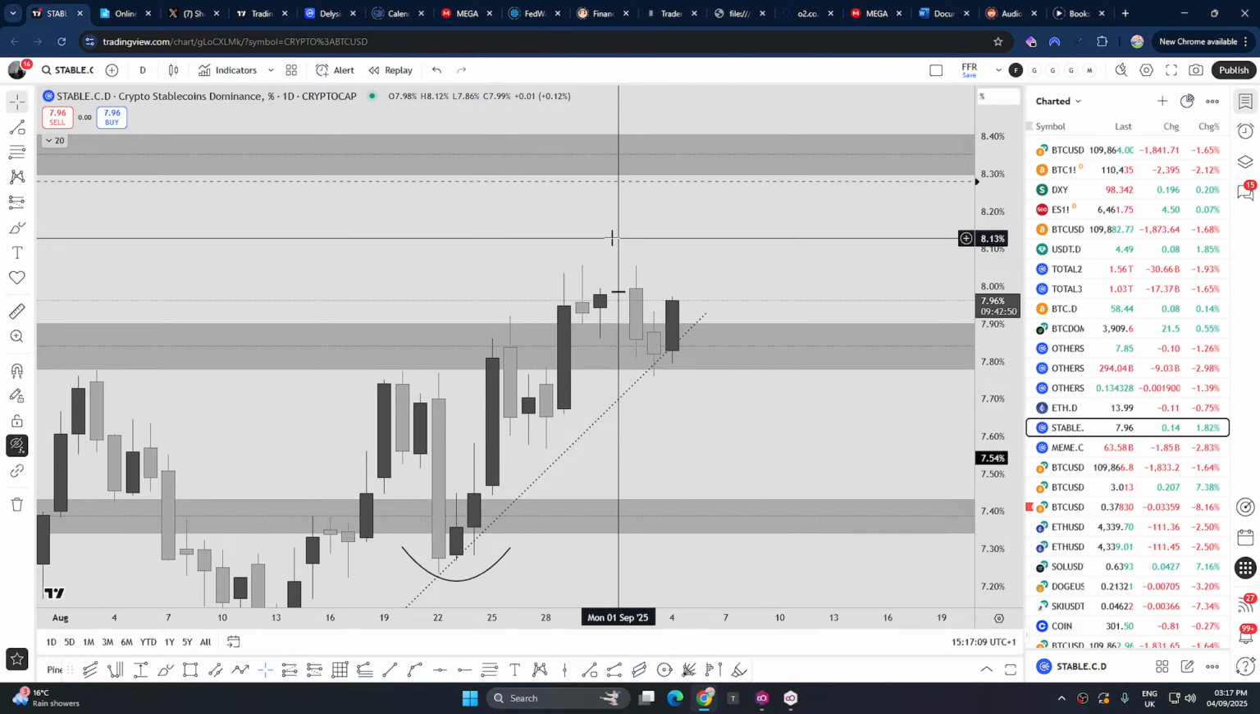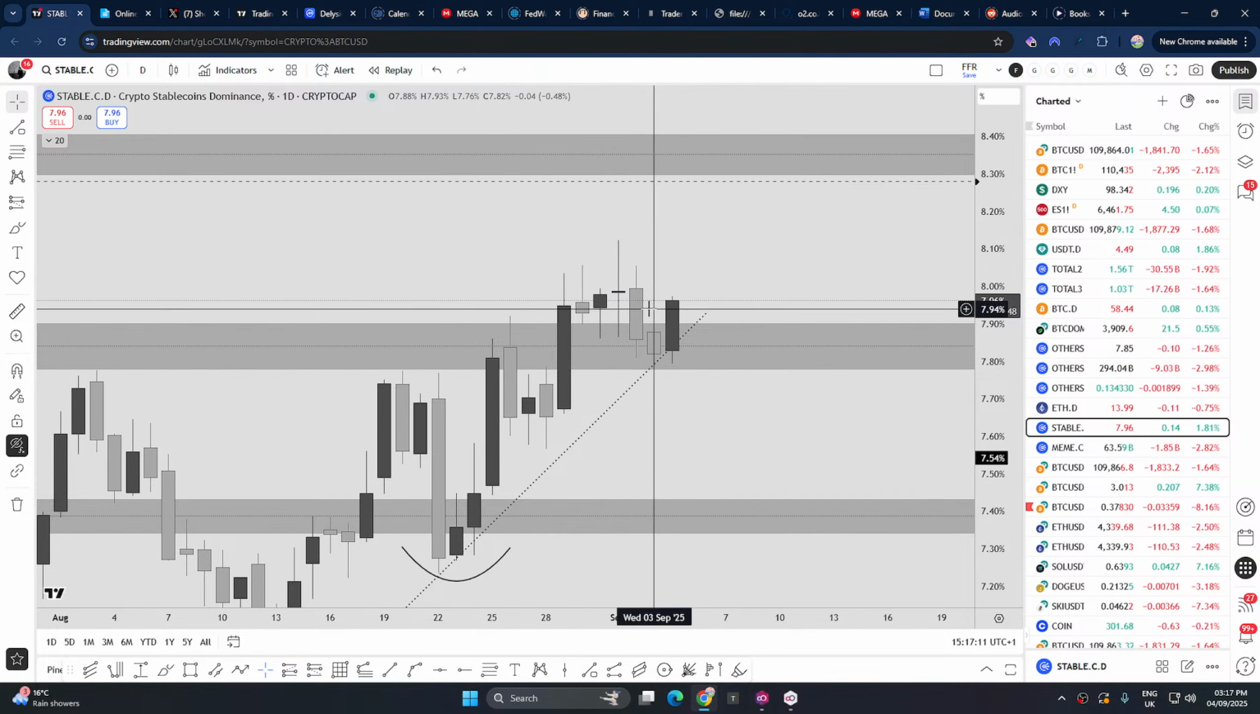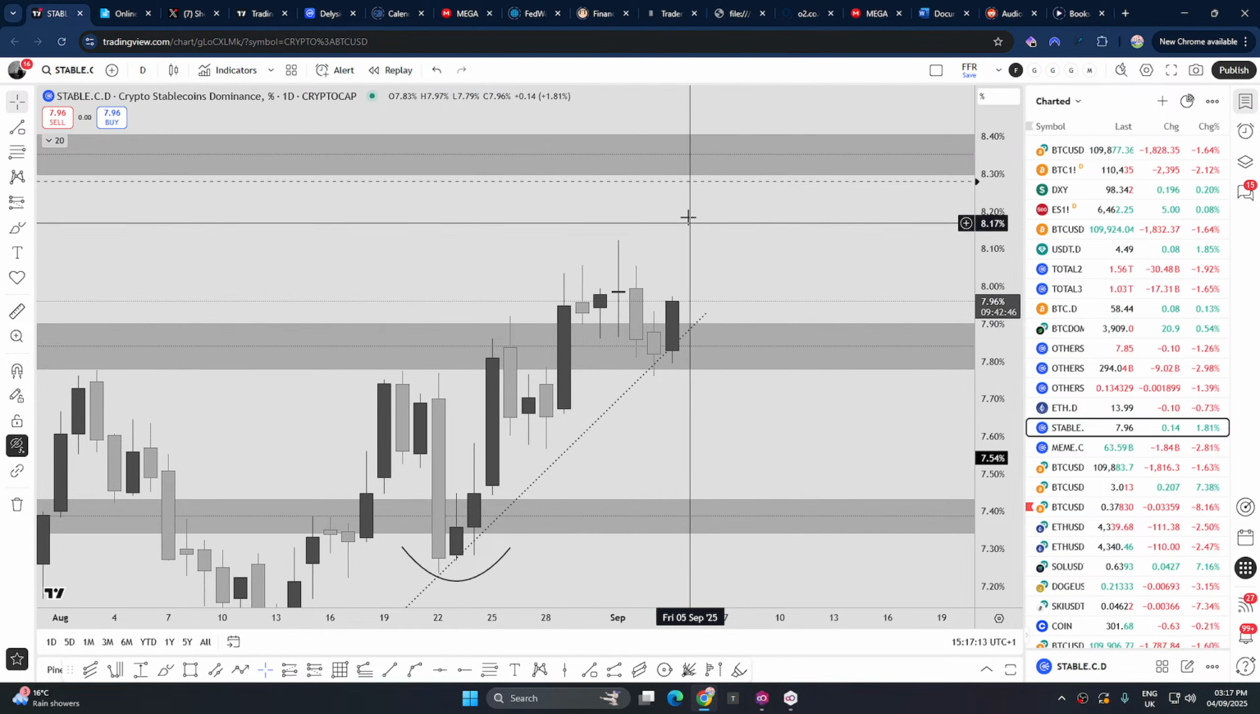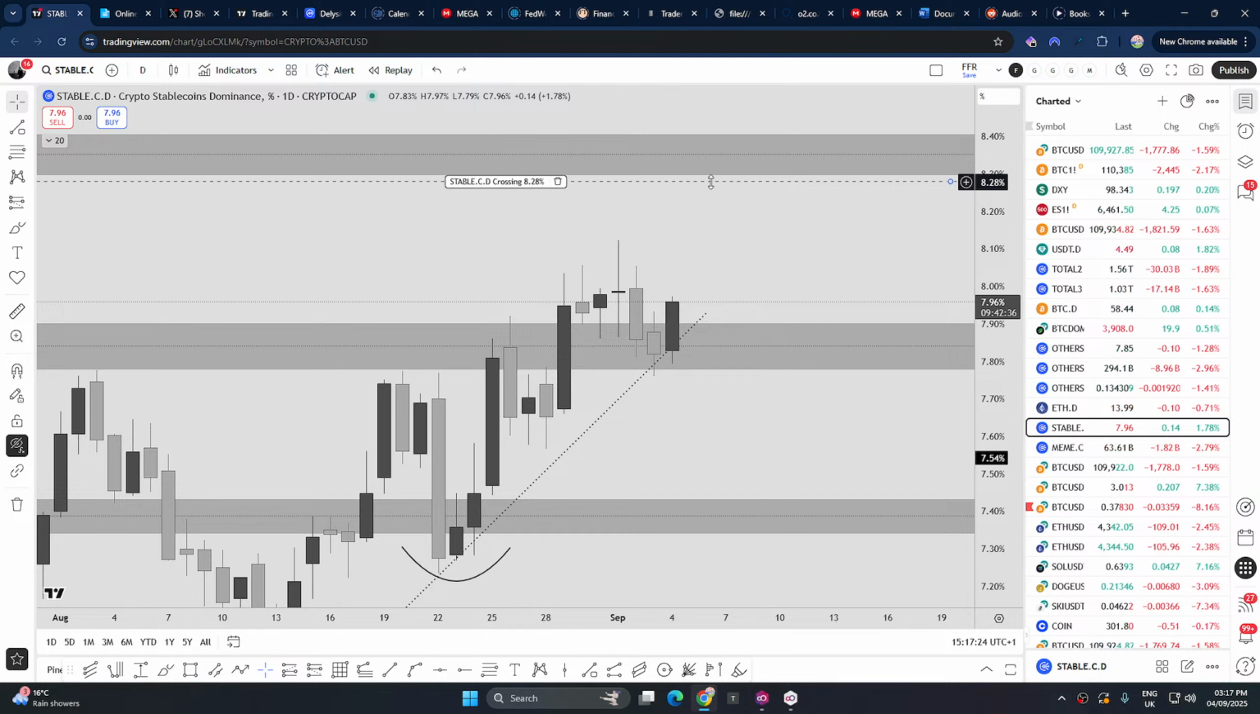When stablecoin dominance gets to this resistance level, I would be more than happy if Bitcoin is also at $106,000 level. Otherwise, we should be waiting for stablecoin dominance to get to this level. Ideally speaking, we should wait for both confluences, right? We should wait for Bitcoin to go back down to 106,000, and then we should wait for stablecoin dominance to go back up to this resistance level.